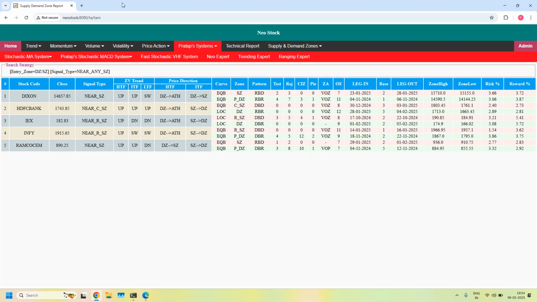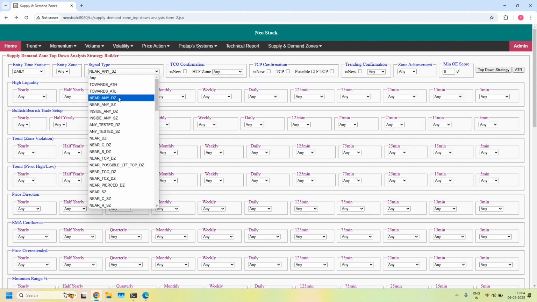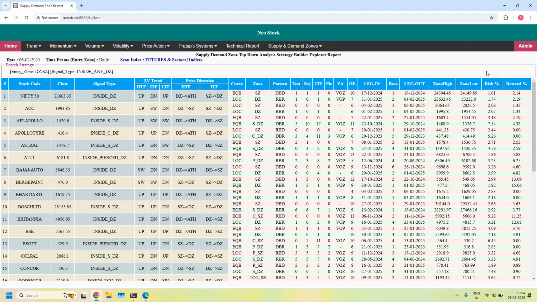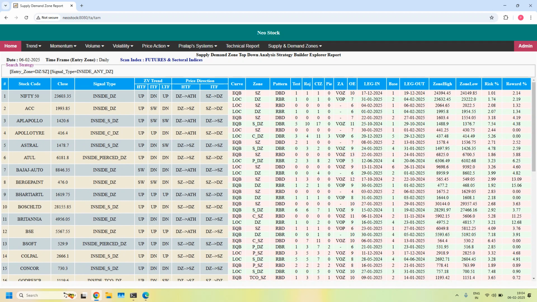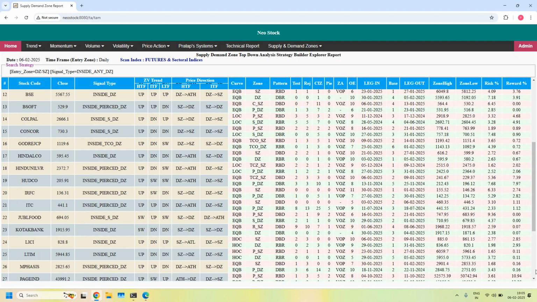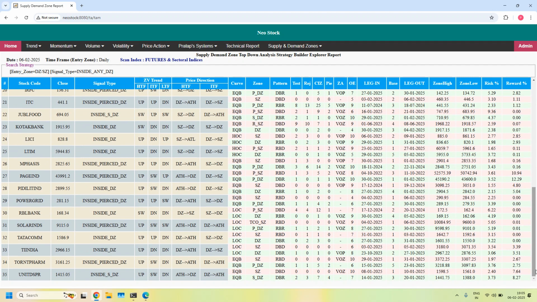Okay, next. Daily time frame, price closed inside the daily demand zone. We got 35 stocks. First 15 stocks in the list. I am scrolling the list down. So total 35 stocks are filtered. Out of these 35, how many are having a daily EMA Confluence?